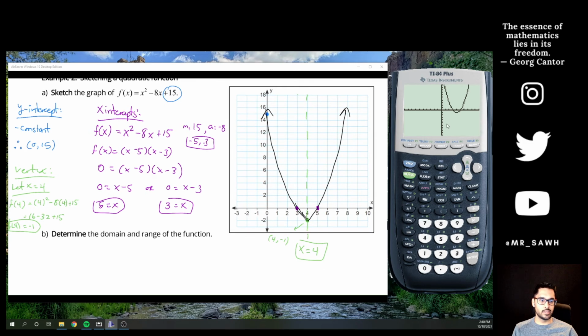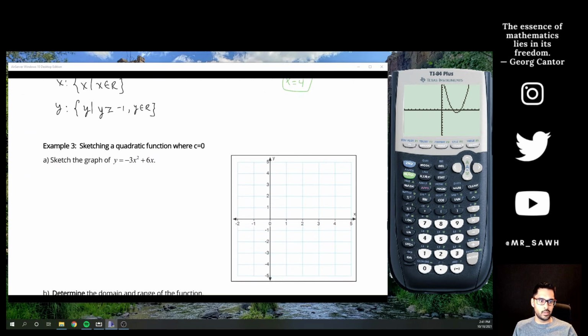Part B says determine the domain and the range. So domain, again, always the same thing. No restrictions on it. But for y, remember that it always comes from the vertex, right? The y value of your vertex is -1. This is a minimum, so everything should be bigger than it. Y is greater than or equal to -1. Y is any other real number outside of that. Okay.